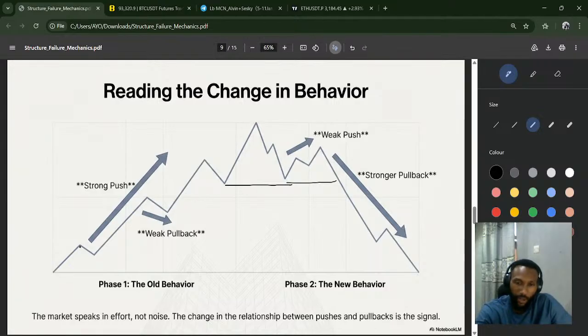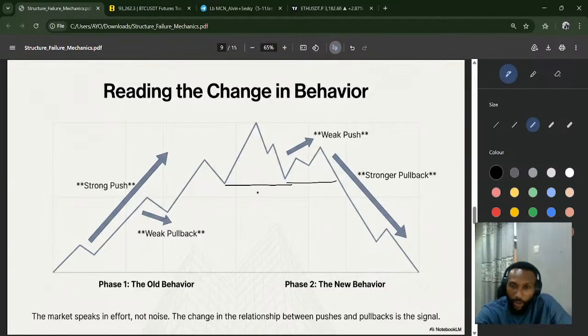You can notice from here, you can see the strong push, weak pullback. So this is an uptrend basically. But then the momentum started reducing gradually, and now it started going down. This is the inner structure in the lower time frame. If you check this in the lower time frame, it'll be a proper downtrend in this region here. So you can see weakening, then suddenly boom, it goes down.